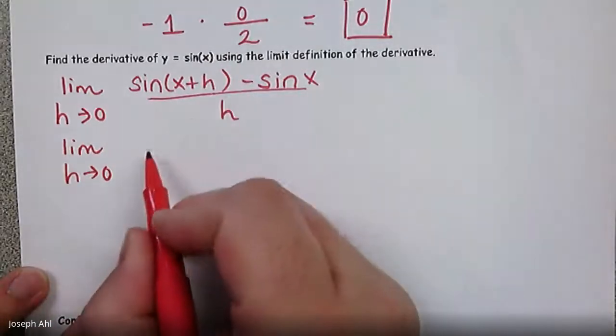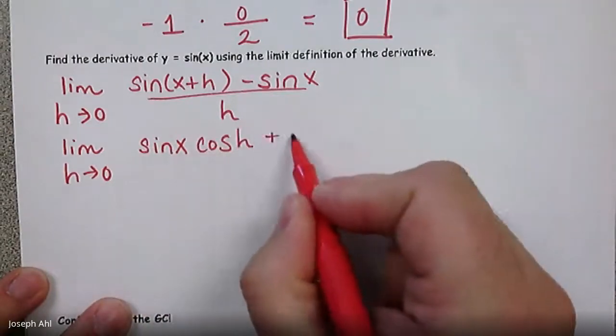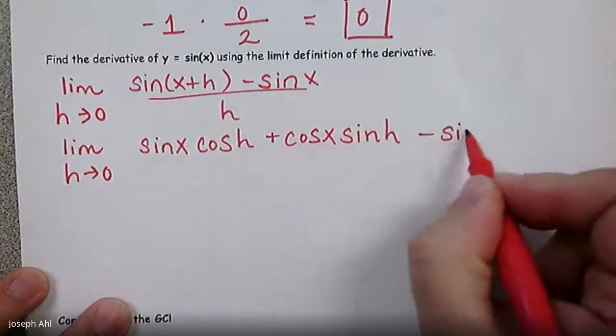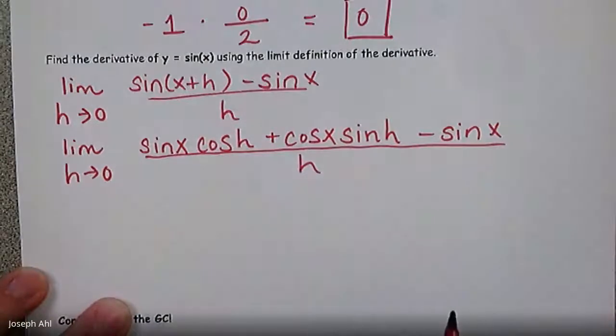All right, so this would be sine x cosine h plus cosine x sine h, and then minus sine x at the end, all over h.